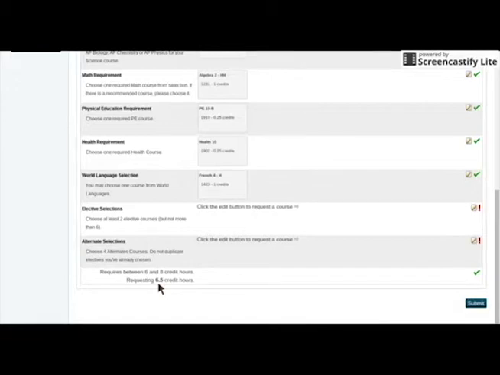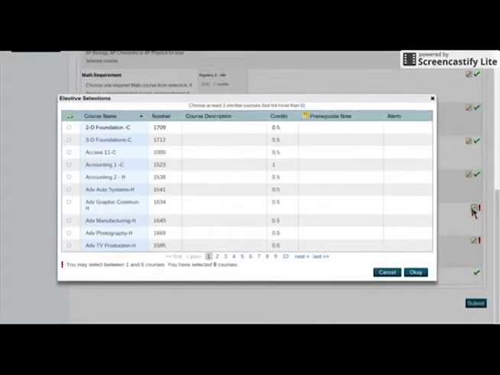So I am going to put in 1 full credit of electives to get myself to the 7.5 credits. So I'm going to click on the pencil to choose my electives. And I am thinking about going into business in the future. I'm thinking international business, hence my French background. So to go along with that interest, I am going to choose Accounting 1 to supplement my interest in business.